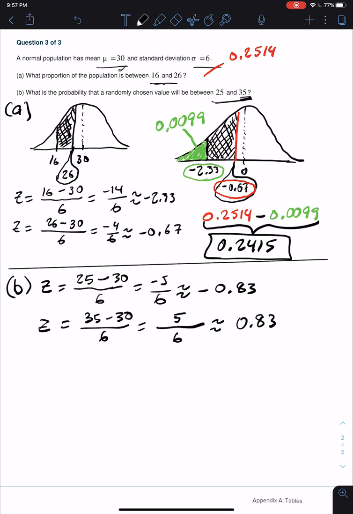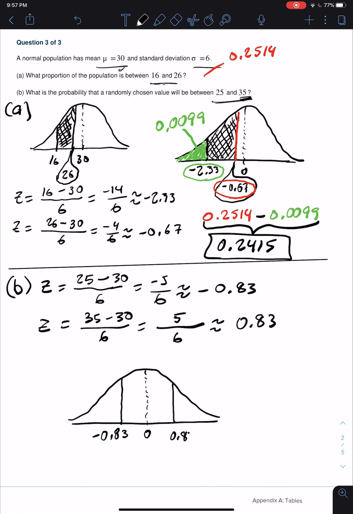Now, I didn't write the raw data as a normal distribution, but I'm trying to save a little space on this one, and you'll see some redundancy with that. So now I'm just going to write the standard normal curve, which always has the mean at 0, and you can see we have a value over here of negative 0.83 and positive 0.83, or 83 hundredths. And we're trying to find the area between those two values.